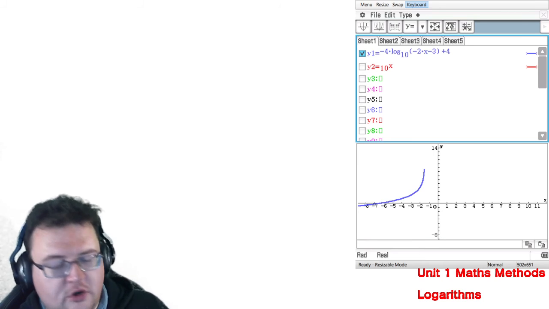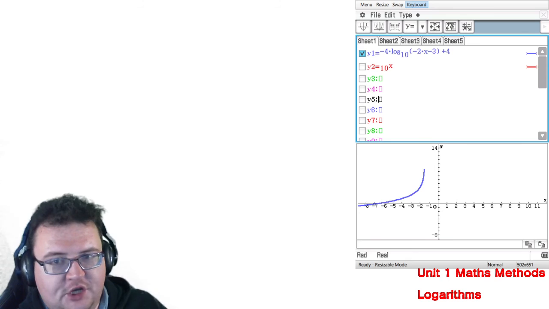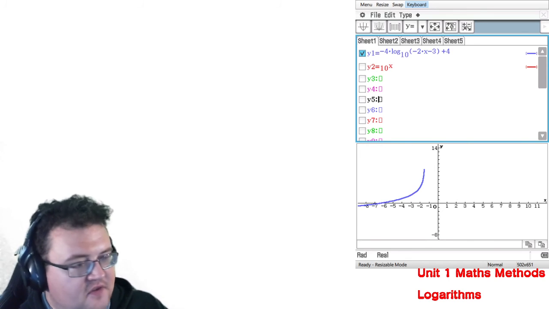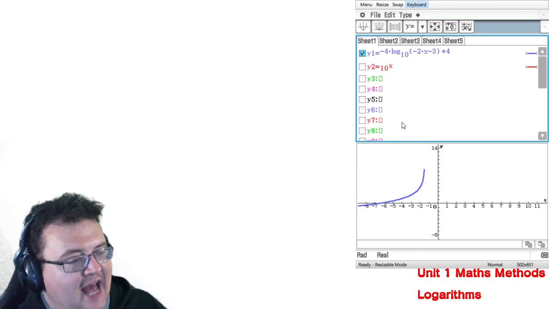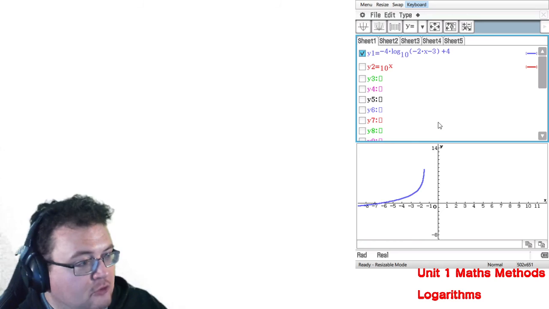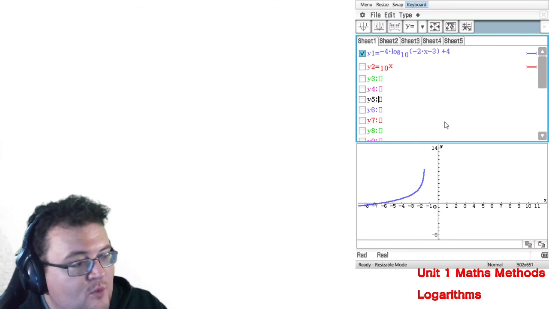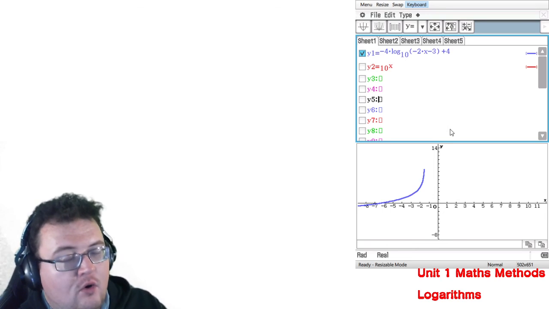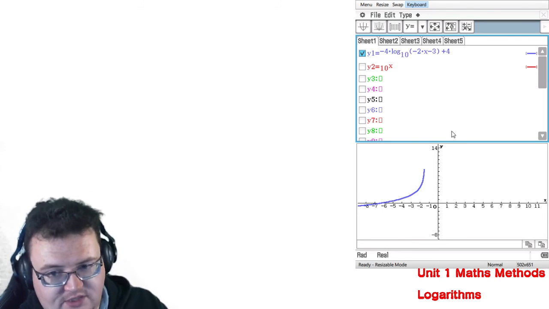So what your job is today is you've got a number of questions, selected questions from 13E and 13G that are around using your CAS to play with some of this stuff. We're going to take a further look at doing algebraic solving using logarithms when we get back on site, but for now, we're just playing with our CAS and we're doing simple graphs and drawings.